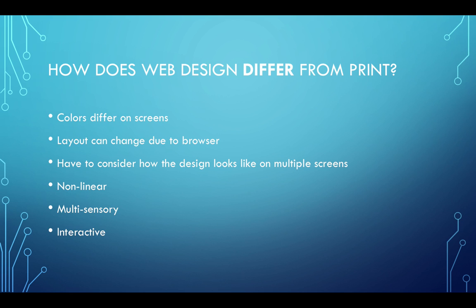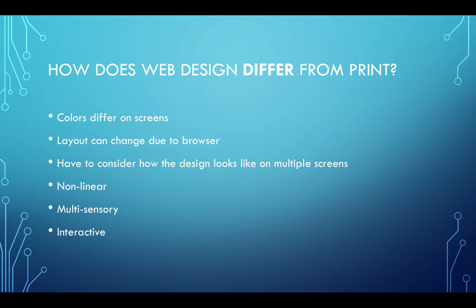Now there are some pretty key differences. For print, when you have a color using CMYK, it's usually going to come out the way you want. Obviously it can change depending on the type of paper you use, but for the most part the color you use is the color you're going to get. Now on the web, color is going to differ from screen to screen depending on the quality of the screen and other factors like internet speed and that kind of thing. So the color can change, so you need to be aware of that.